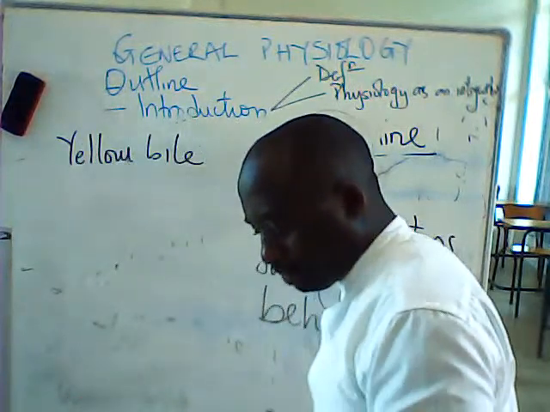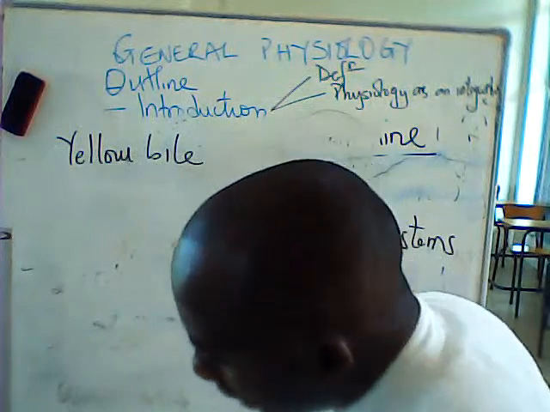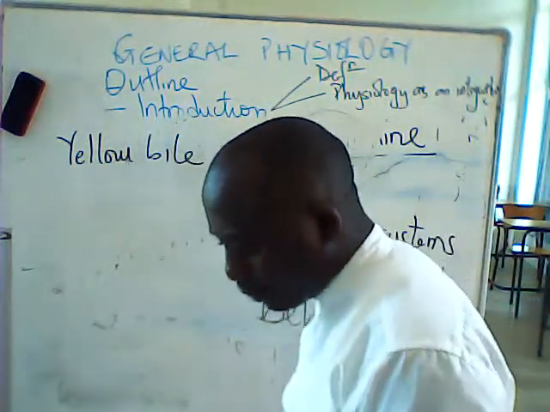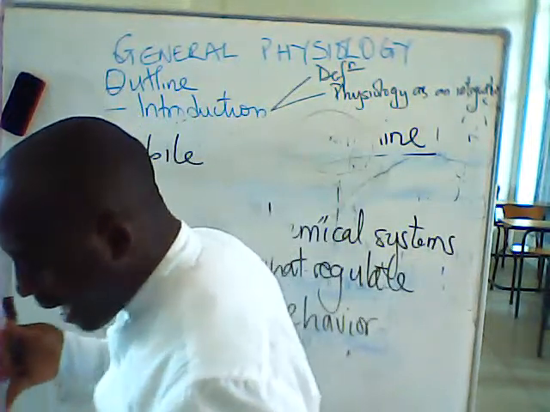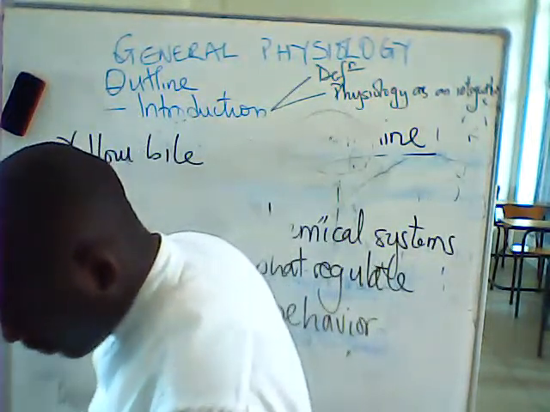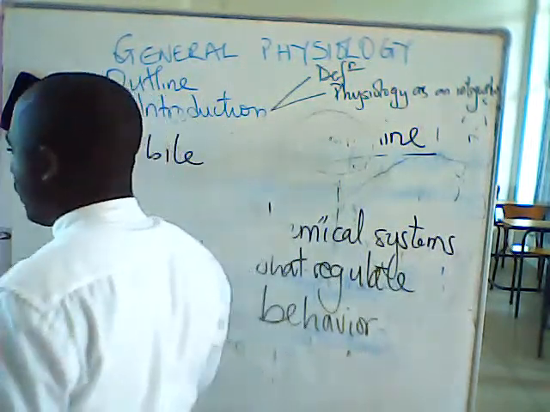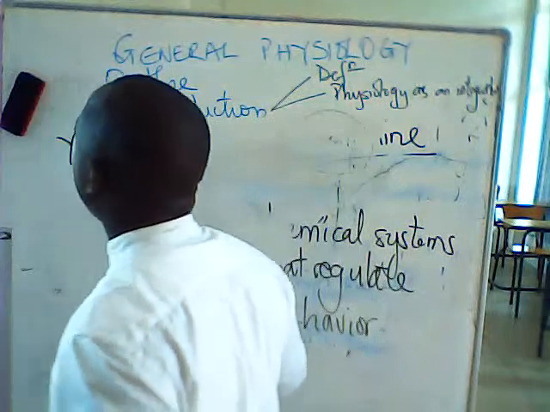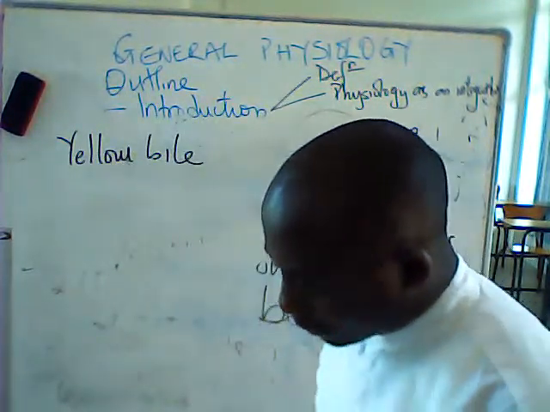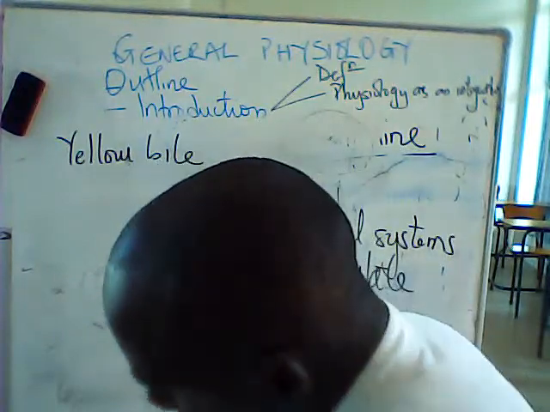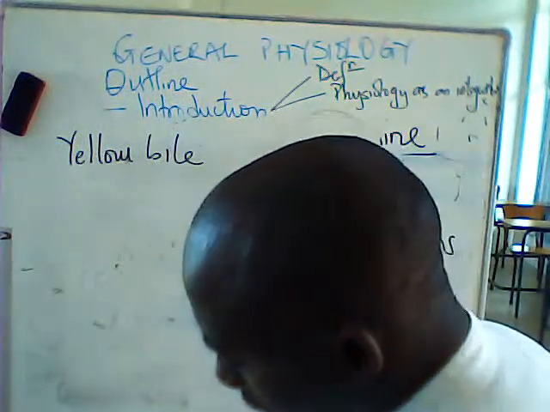Yellow bile was thought to produce aggression, and reciprocally, excess anger was thought to cause liver derangement and imbalance in the humors. So yellow bile was thought to produce what? Aggression. And excess anger could also cause what? Liver derangement.